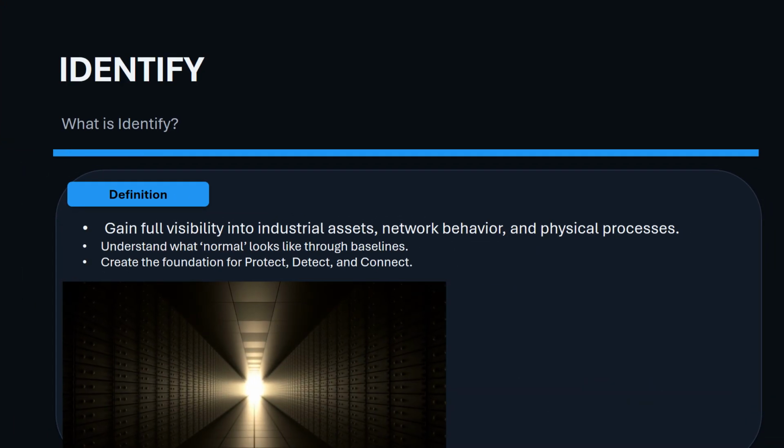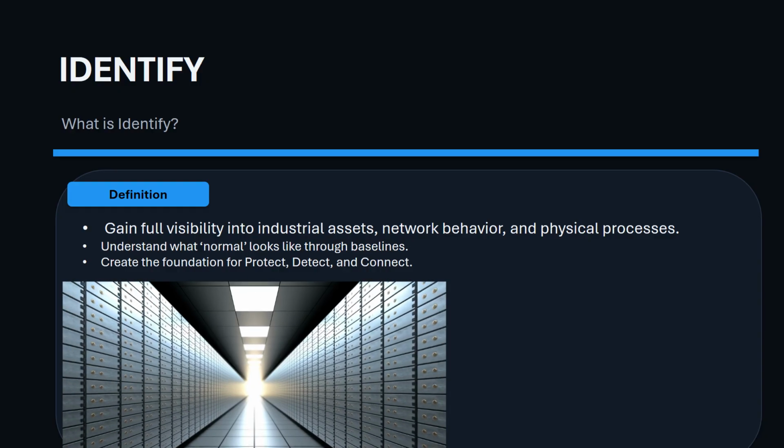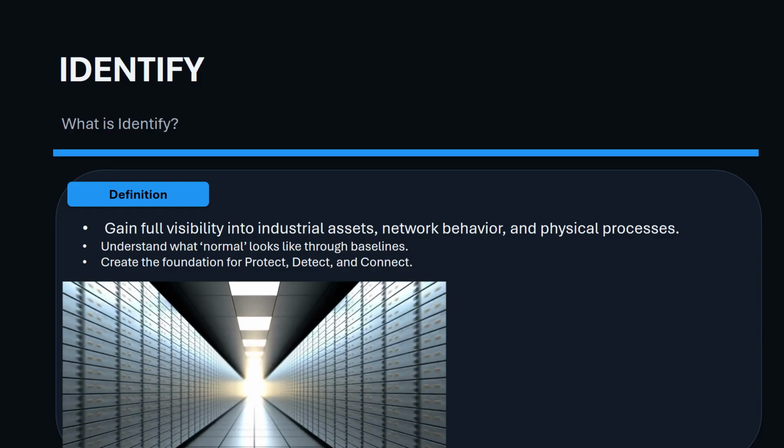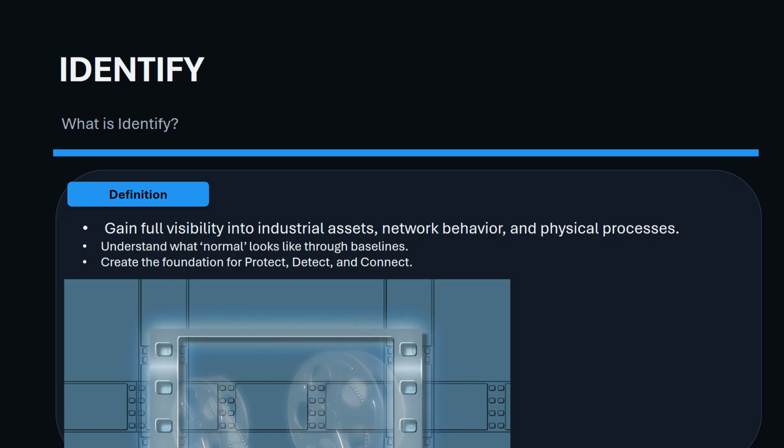The first pillar is identify. This means gaining full visibility into industrial assets, network behavior, and physical processes. Understanding normal baselines is essential, as it creates the foundation for the other pillars: protect, detect, and connect.